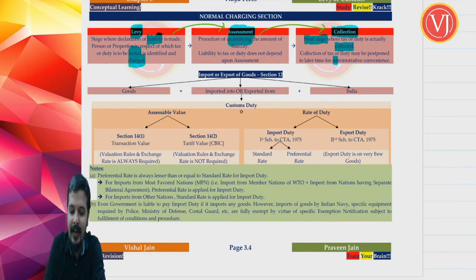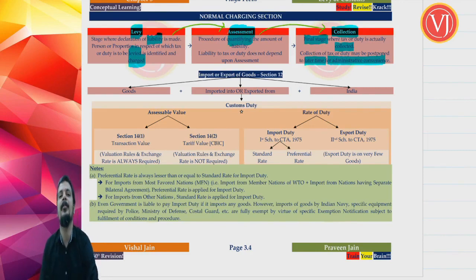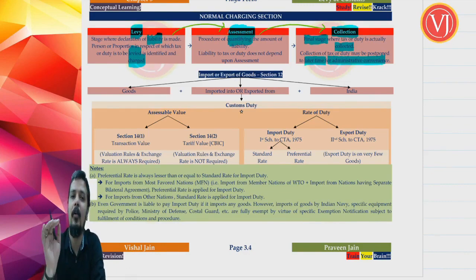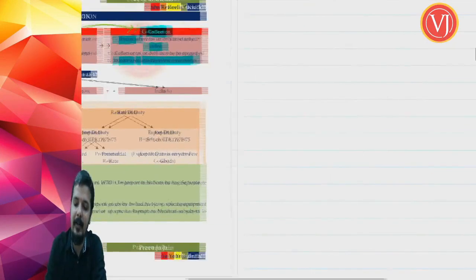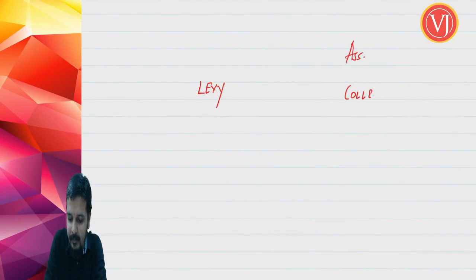And collection of tax may be deferred, that is postponed for administrative convenience. Levy may be there at one point earlier, and collection may be deferred. Deferred means the collection may be postponed to a later point of time for administrative convenience. Strictly speaking, you have to go this way: it is first levy, which is followed by assessment and collection.